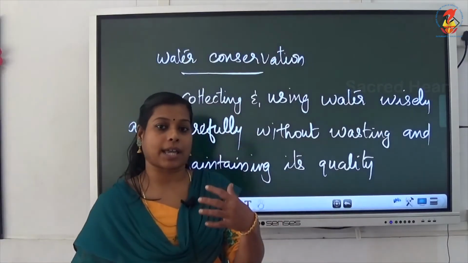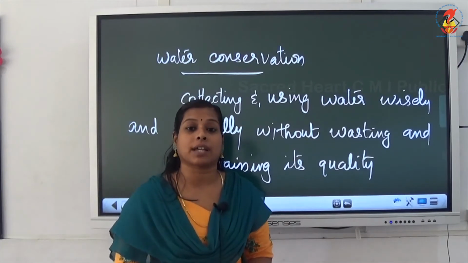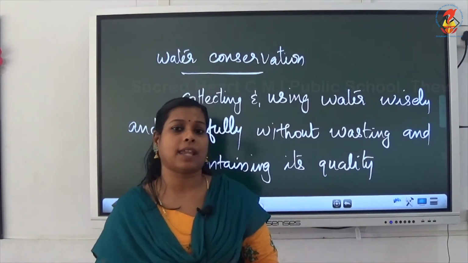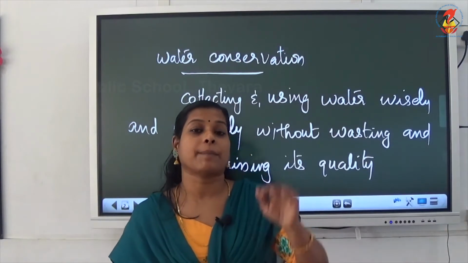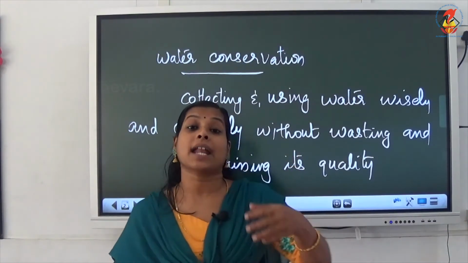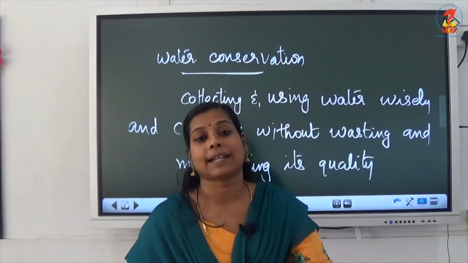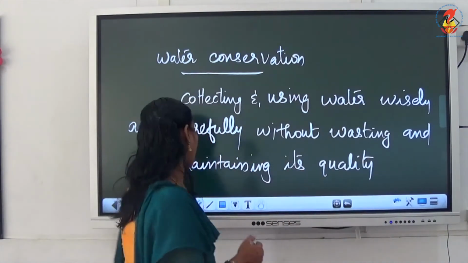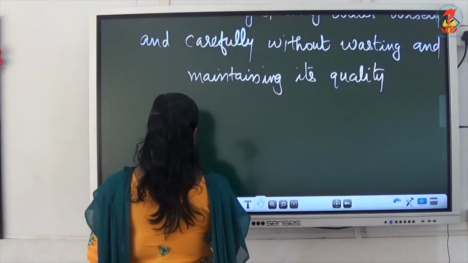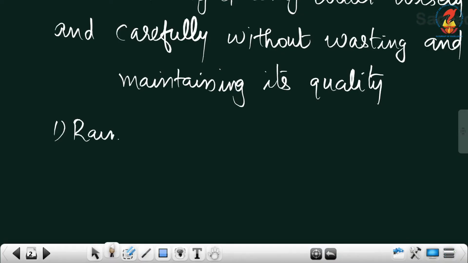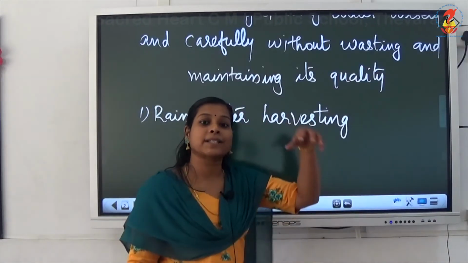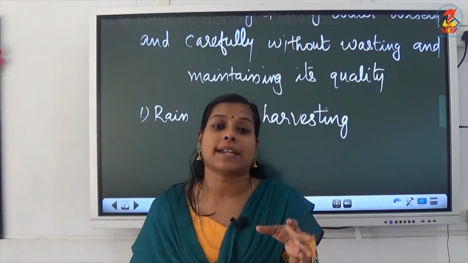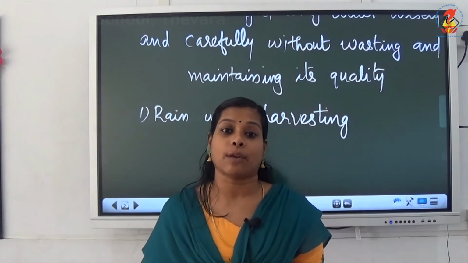How can we conserve water? By adopting the technique of rainwater harvesting. What do you mean by rainwater harvesting? Rainwater harvesting is collecting rainwater from where it is falling, and storing it for future uses. Rainwater harvesting means collecting rainwater from the rooftops where it is falling, and that water can be stored for future uses. That is actually rainwater harvesting.